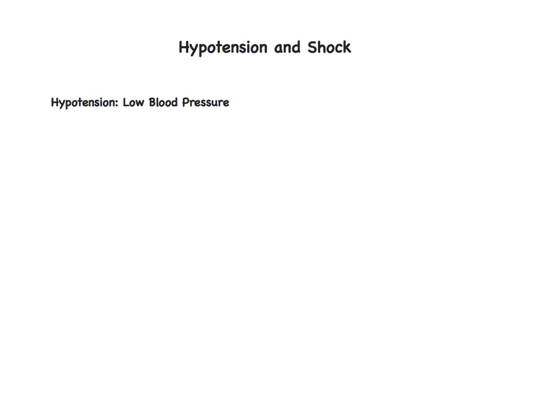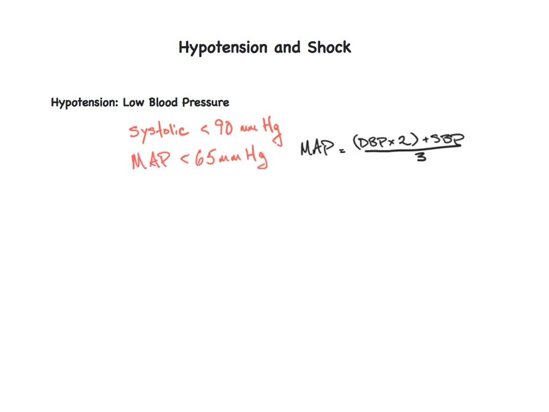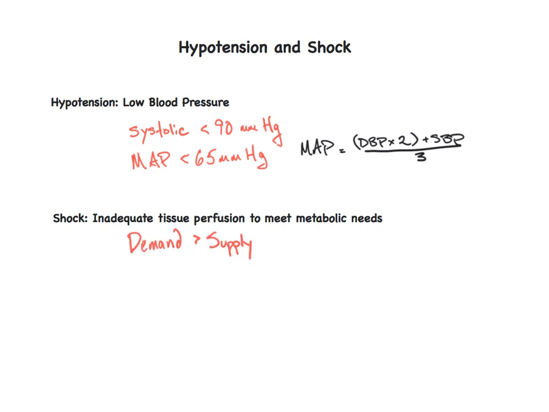Normally, we think of this as a blood pressure less than 90 systolic or a mean arterial pressure of less than 65. However, shock is a clinical term in addition to the numerical values. Shock is an inadequate perfusion to meet the metabolic needs of the tissue or organ. It's simple economics of supply versus demand. Tissues need the oxygen and nutrients that are being pumped around the vasculature via the heart.